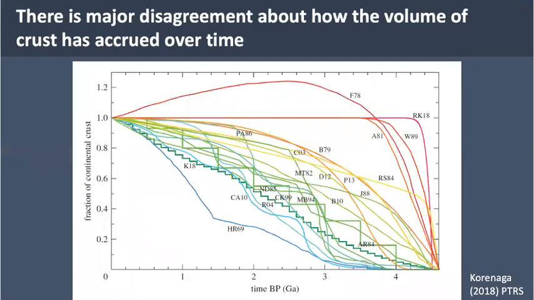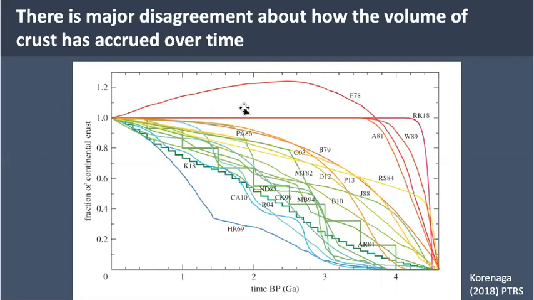There's actually a whole spaghetti plot here of them. This plot is showing, from the formation of Earth to the present on the x-axis, the fraction of continental crust relative to today. So a value of 1 is where we are today, and all of them converge on this point here. You can see that there's major disagreement about how the volume of crust has accrued over time. And as I said, it's a spaghetti plot. It's like if you took a handful of spaghetti and just threw it at the wall.